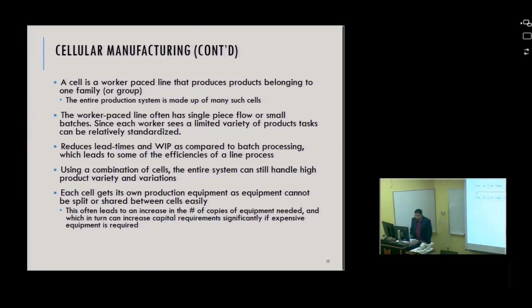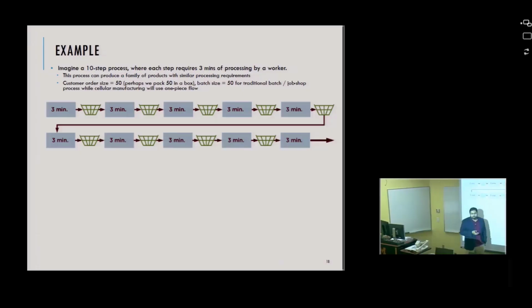Okay, so let's look at this kind of made up simple example. Let's say there are 10 things that need to happen, and we're going to compare if we do this process with batch processing versus a cell with a line process. So this is the example of a line process, kind of worker paced.